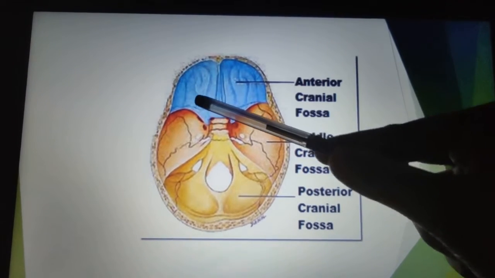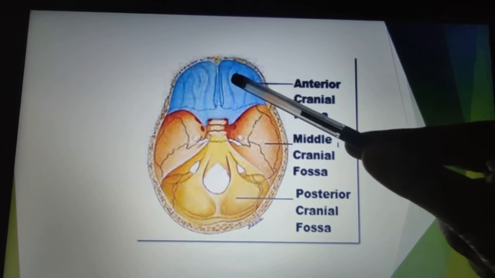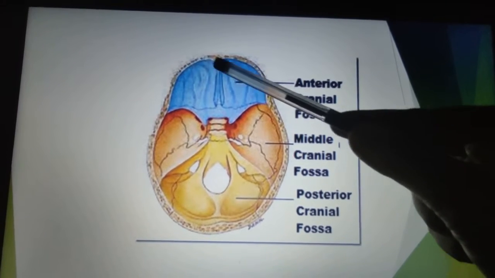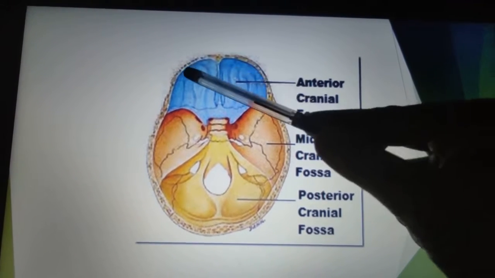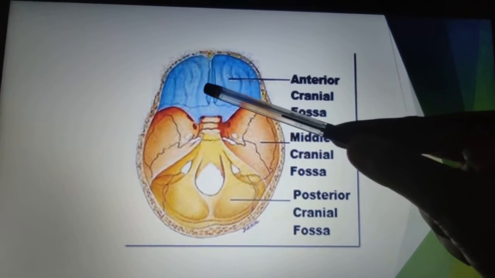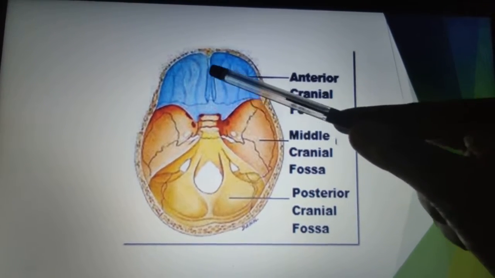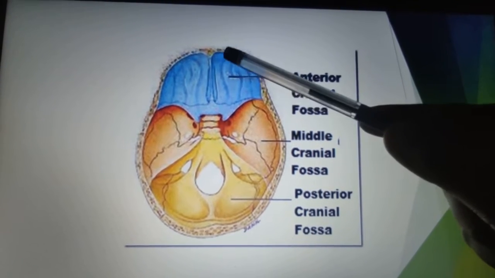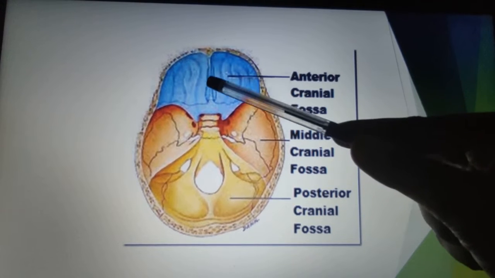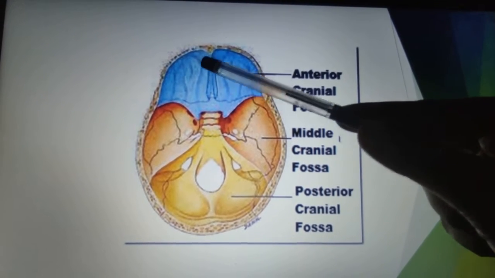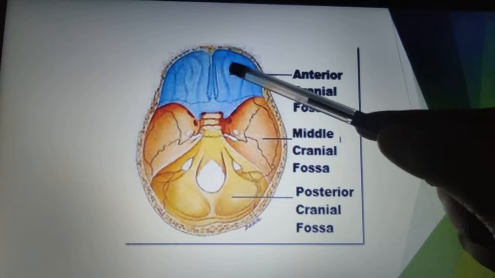Coming to the anterior cranial fossa, on each side we can see the roof of the orbit. This is the roof of the orbit. In the midline, this is the nasal cavity, and it forms the roof of the nasal cavity. On each side we can see the roof of the orbit, and in the midline we can see the roof of the nasal cavity.